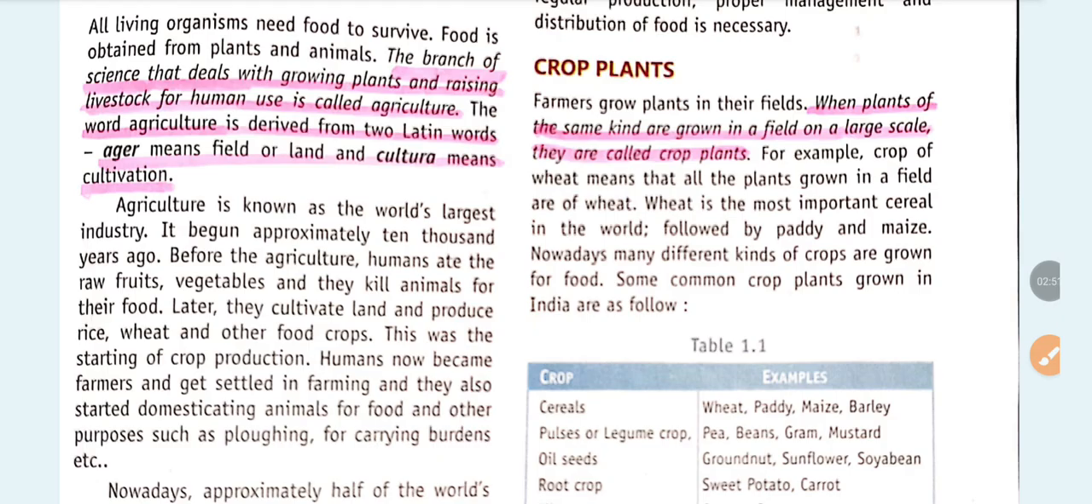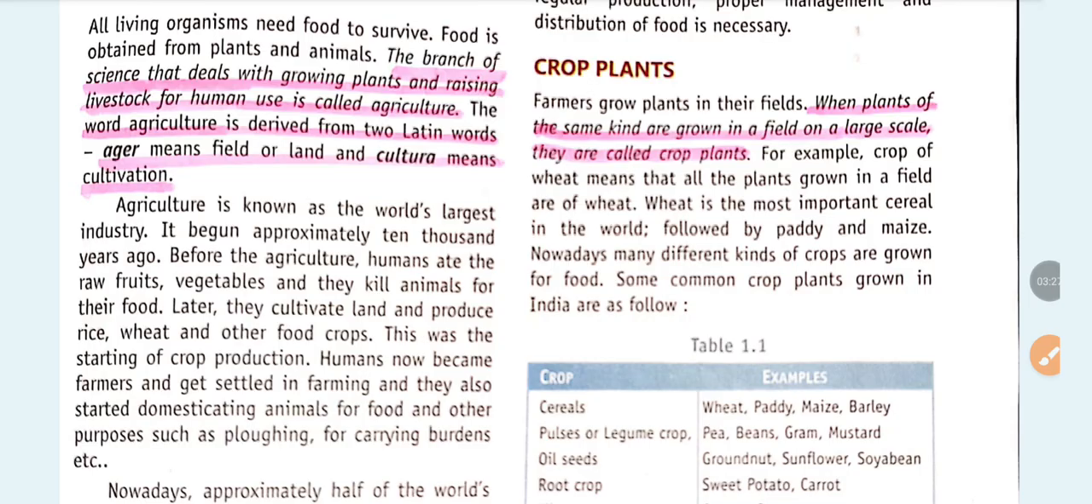Cultivate means to use an area of land properly. So, when we use an area of land which is able to produce crops, it's known as crop cultivation or agriculture. The land that is used to produce food is sometimes used for rice and wheat and other food crops which we need. This was the starting of crop production.